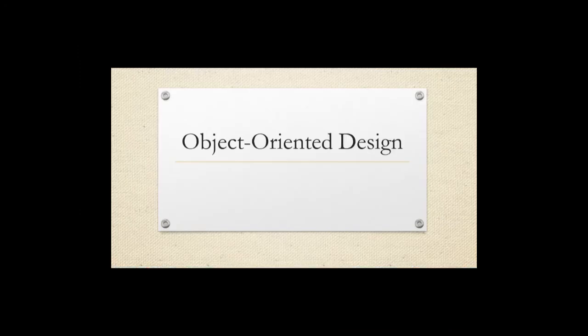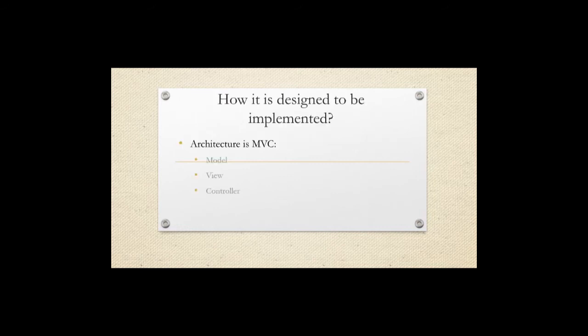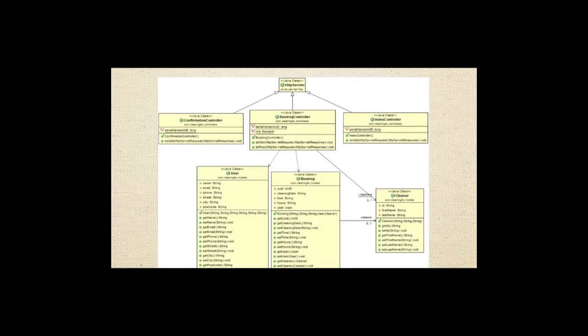So after the analysis section was done, we designed how the system was going to be designed. We followed an MVC model, which stands for Model, View and Controller. Models are responsible for the problem domain. The views are representations of the model state, and most of the logic takes place in the controllers. This is a Java class diagram, UML diagram.